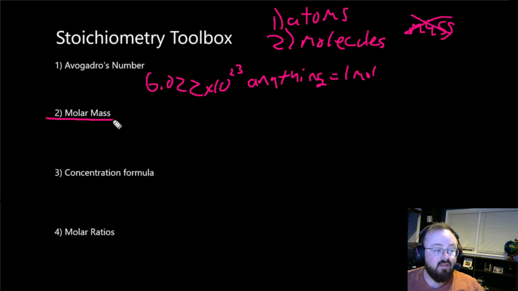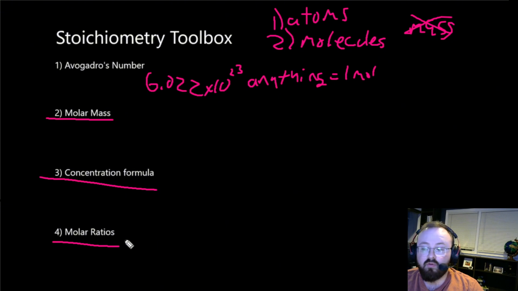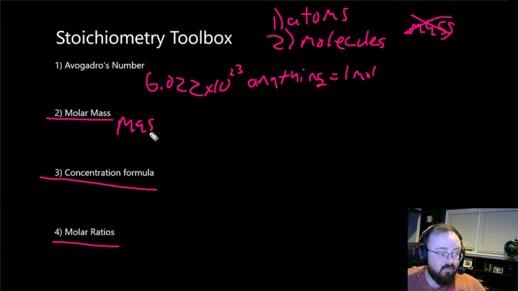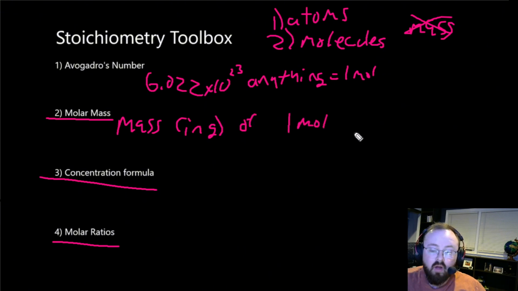Instead, we're going to be using the three tools here. We're going to be using concentration, molar masses, and the molar ratios that we just talked about. So let's recap what each one of these is. A molar mass, if we sound it out, is the mass of a mole. So what this is, it is the mass in grams of 1 mole of some compound.